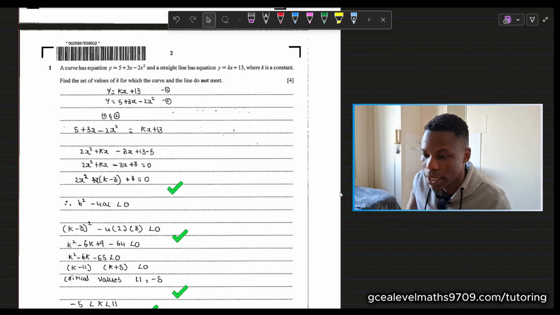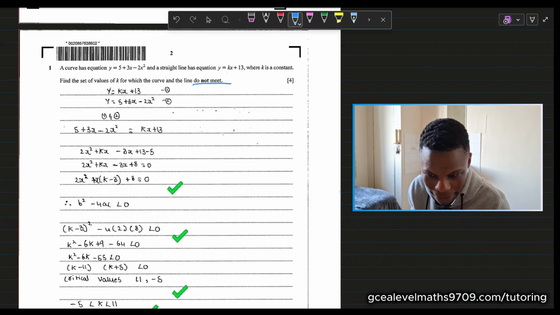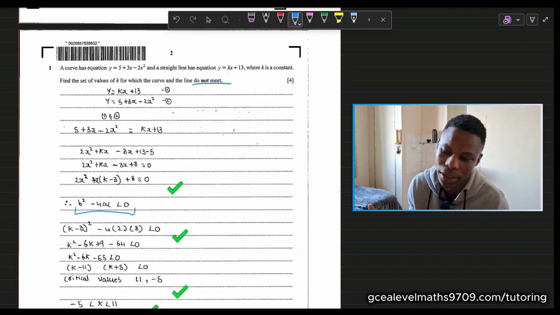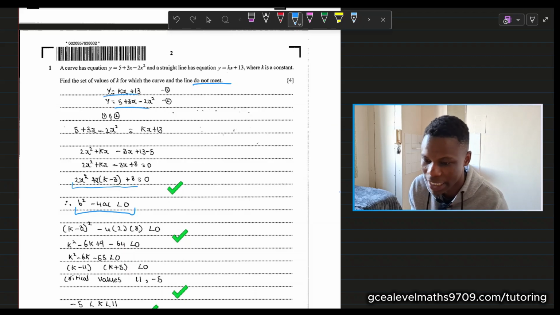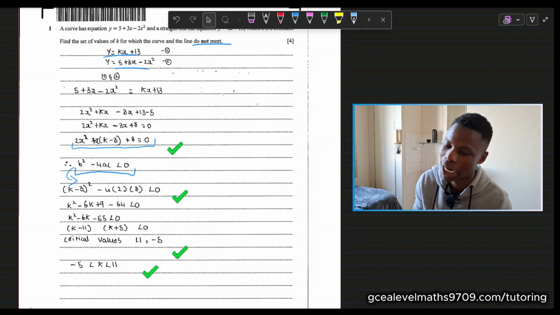So in this situation, we've got the curve and the line do not meet. So that means b squared minus 4ac is less than 0 because we have no real solutions, right? And so you just take your equations, equate them together, reduce to a 3-term quadratic. Once you get there, you then use your discriminant, substitute and simplify. You get a quadratic inequality, solve the inequality, and you get your answer. So that one was pretty straightforward and bro cooked.